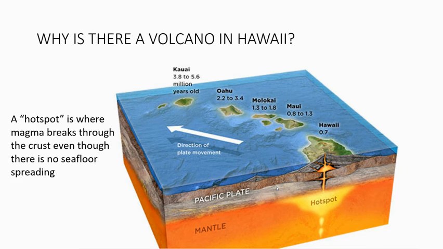And then to the northwest of that is Maui, which is one of the newer islands. Molokai is a little bit older, and Oahu is a little bit older than that. And then Kauai is one of the oldest islands in the Hawaiian island chain.